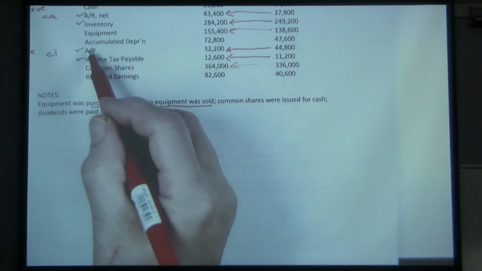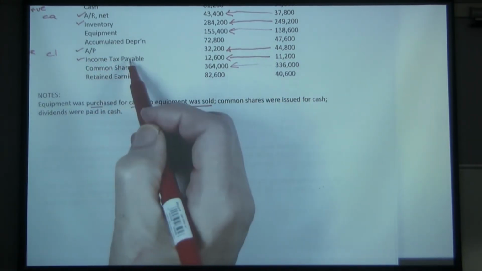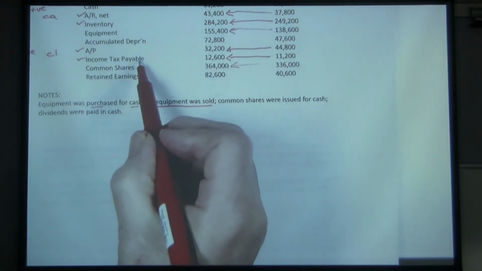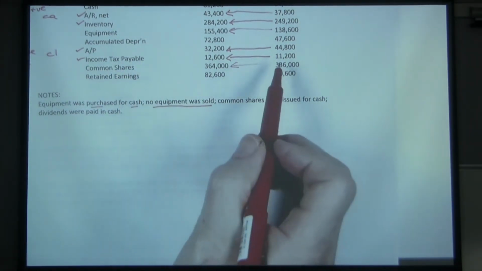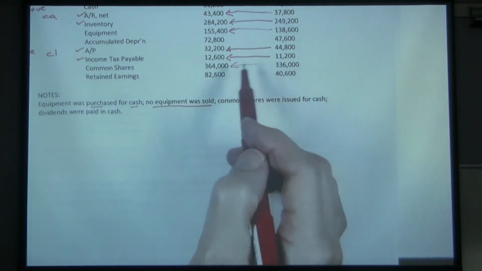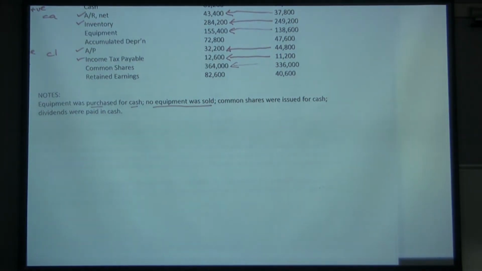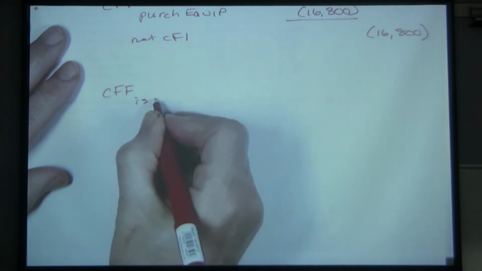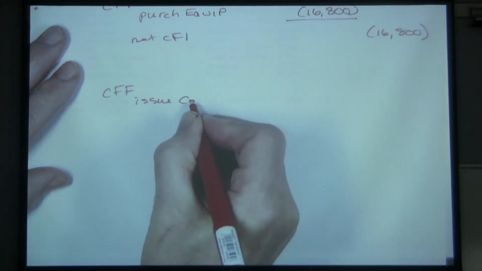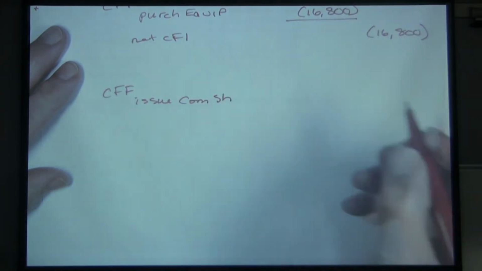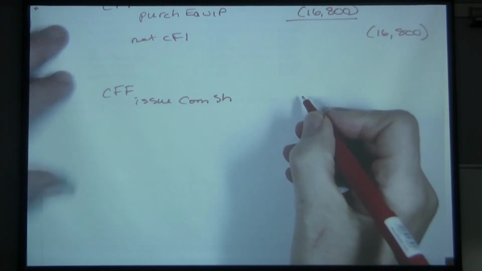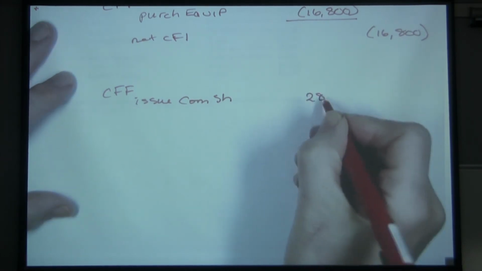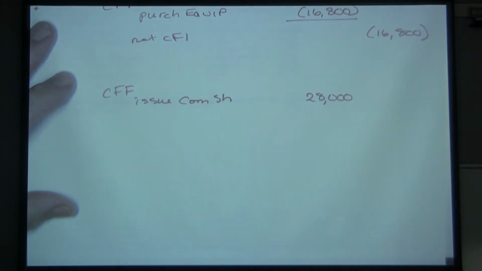There's no long-term liabilities listed at all in this company. So we don't have to look for any change in long-term liabilities here. It's only the common share increase. So let's note that here, that we issued common shares. When we issue common shares, we receive cash, so that's a positive amount.